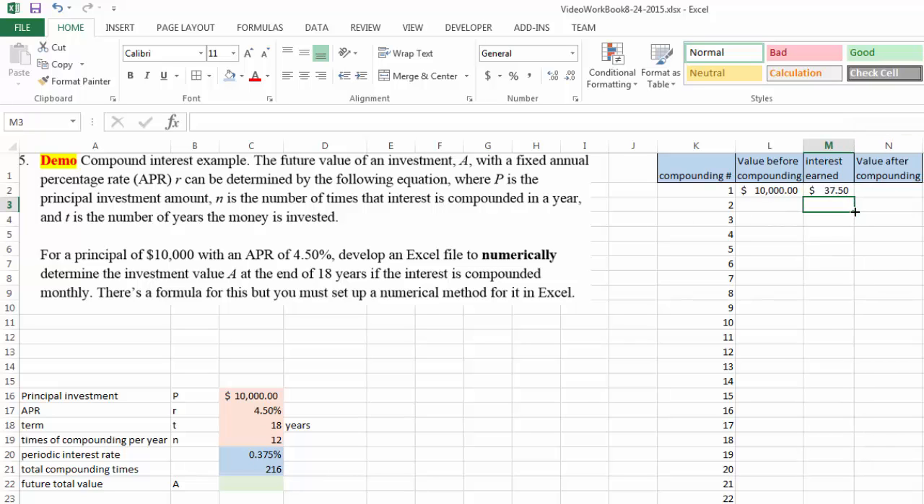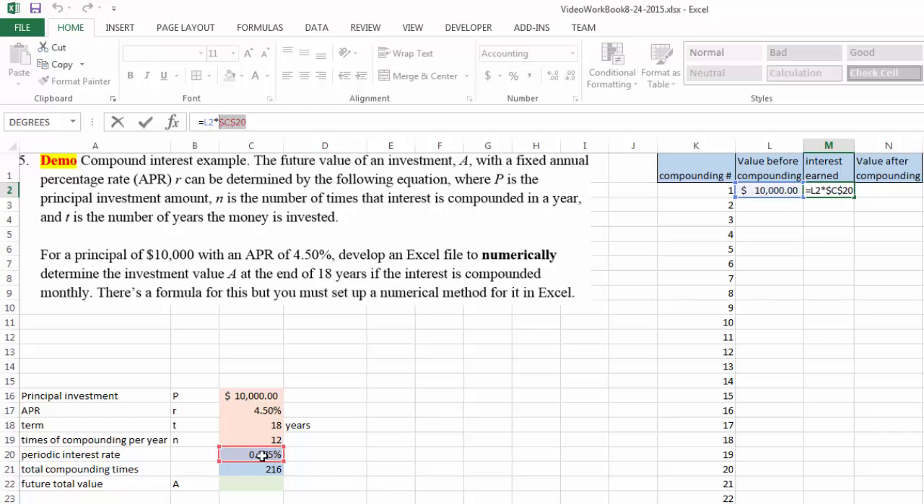So during the first month, on our $10,000, we have earned $37.5 interest. Again, this L2 cell does not need to be an absolute address. Actually, it should not be, because we are going to copy and paste the formula for the rest of the compounding numbers. But this number right here needs to be in absolute position, because this is the constant value of the periodic interest rate we're going to use throughout our calculation.